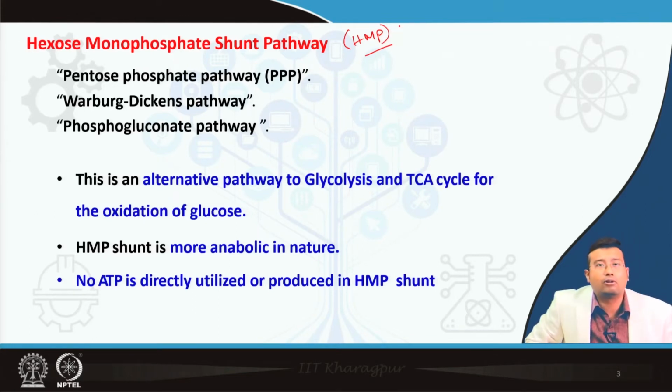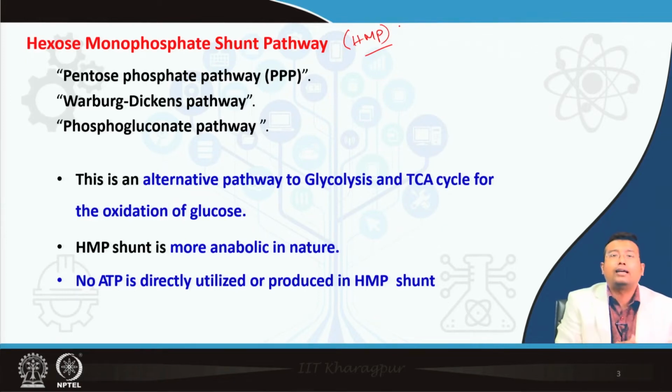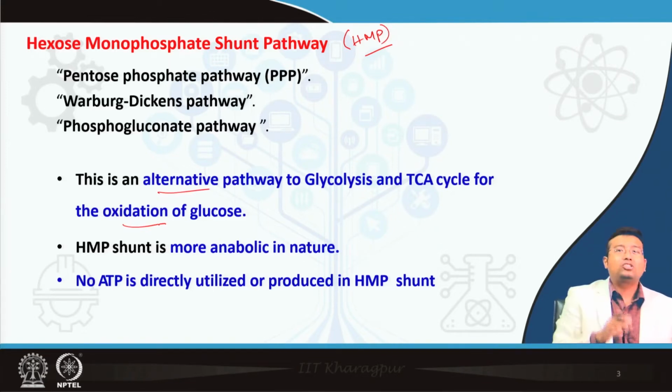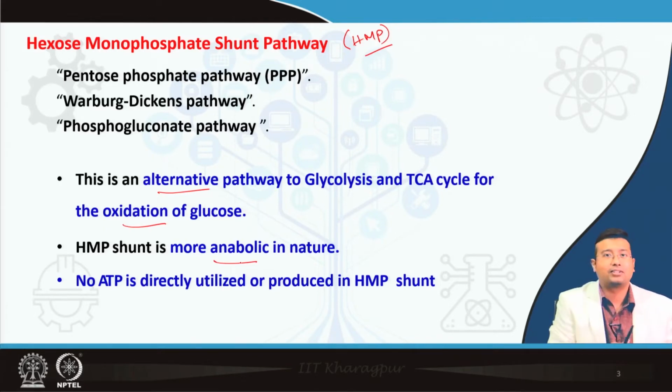We have already learned about glycolysis and the tricarboxylic acid cycle that does oxidation of glucose. Well, this is an alternative pathway to glycolysis and TCA cycle for oxidation of glucose. Mind it, the keywords alternative and oxidation of glucose. HMP shunt is anabolic in nature, again an important keyword because it will help you to understand the regulation of HMP shunt, and no direct ATP is produced or utilized in HMP shunt. This is also another important thing that we need to remember.